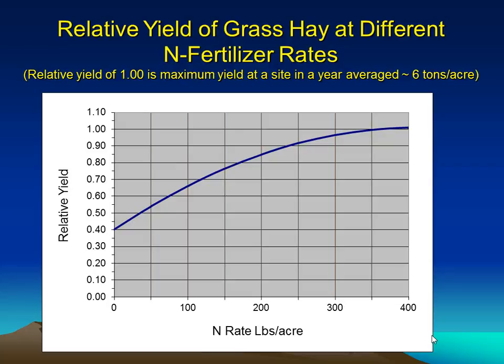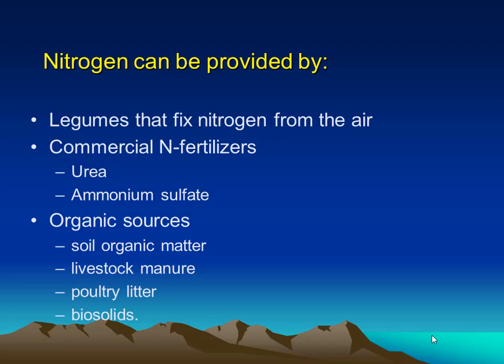Now, if we put the same dollar investment into perennial grasses as we do into corn and soybeans. Okay, nitrogen. Legumes fix nitrogen. We can buy nitrogen, urea, ammonium sulfate, or we have organic soil sources: the soil organic matter, and livestock manure, and we all have that if we have a livestock farm. That black gold, okay? Think of it that way. You can get poultry litter. You may have poultry on the farm.